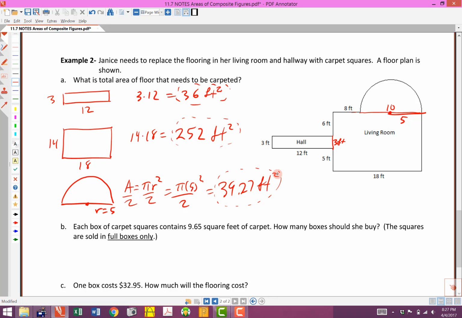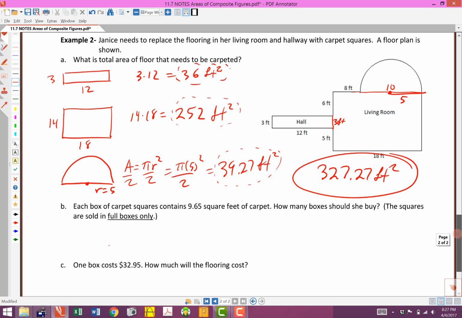Okay, so if we add all those together, the 36 and the 252 and the 39.27, we're going to end up with this. I've got the answer here, 327.27 square feet. So that's how much area we need. We're going to need to recarpet that with carpet squares, and that's what we've got there.